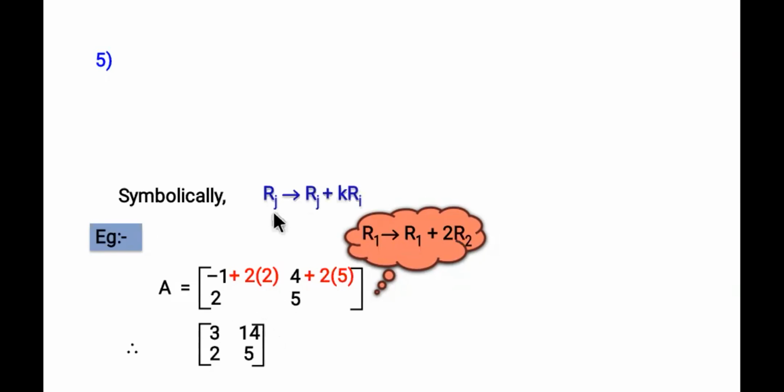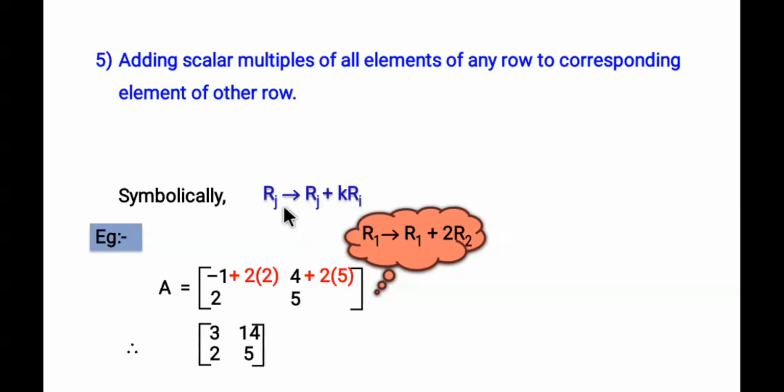Okay, so you get the symbolic form as Rj changes to Rj plus k times Ri. That means you're doing the changes in Rj row with the help of the row Ri. So in detail, you can say that adding scalar multiple of all elements of any row. So scalar multiple, why I have used? Because it is k times Ri. You are multiplying something to the Ri row to change the Rj row. Okay. So adding scalar multiple of all elements of any row to corresponding element of the other row.